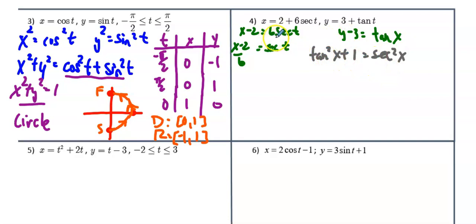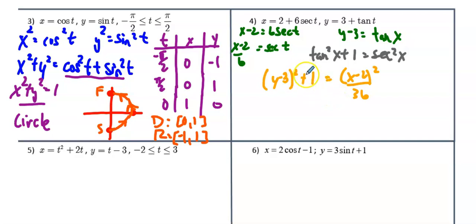So what we're going to do is square both sides like we did over here, and let's do that. So tangent squared is going to be y minus 1 quantity squared plus 1. And then secant squared is going to be x minus 2 quantity squared over 36. So I just squared the top and the bottom. You guys will see why I'm doing that here in a minute.